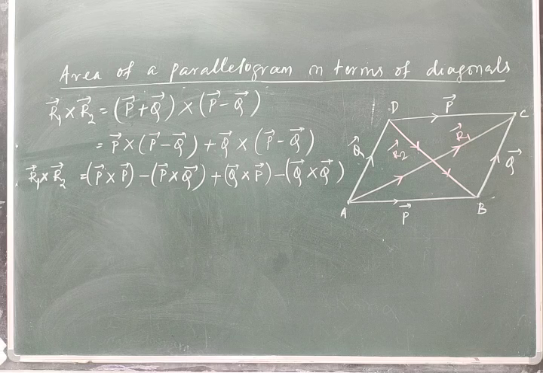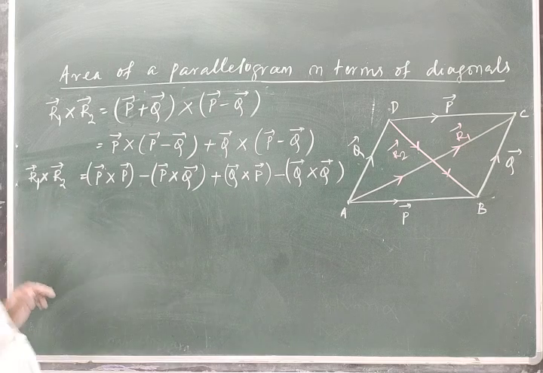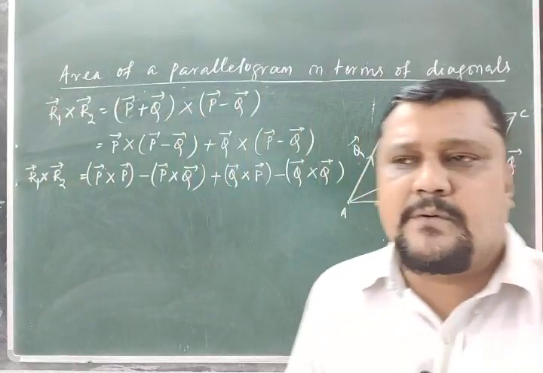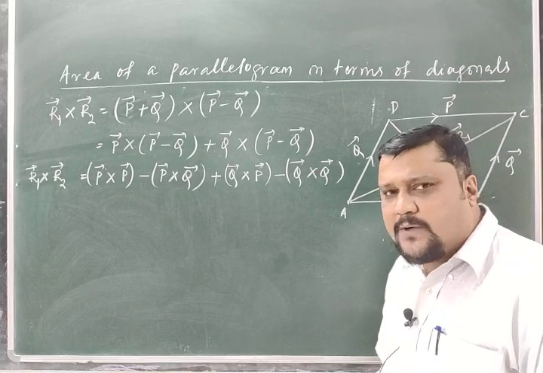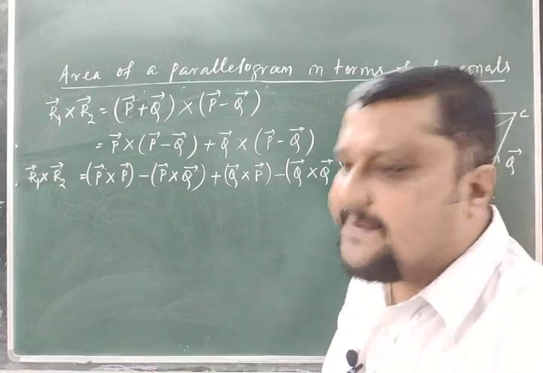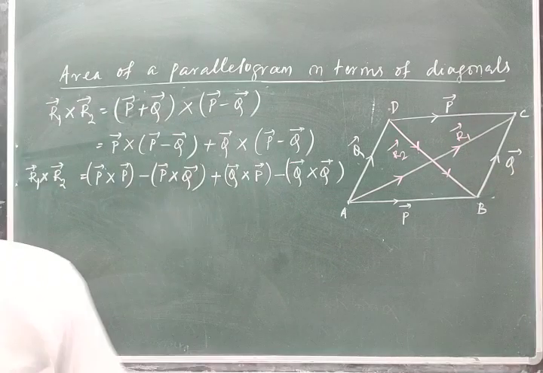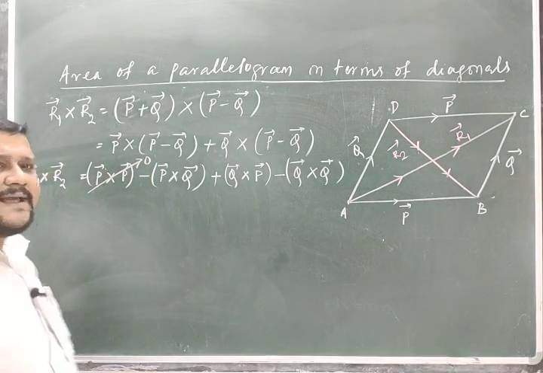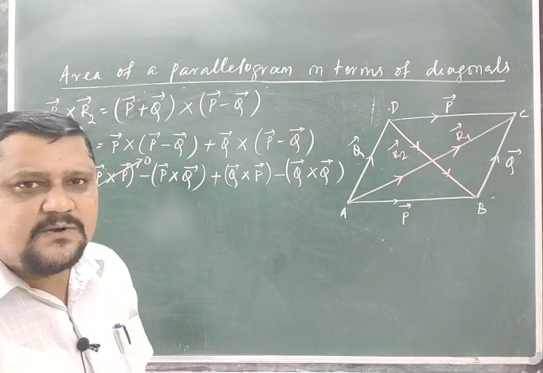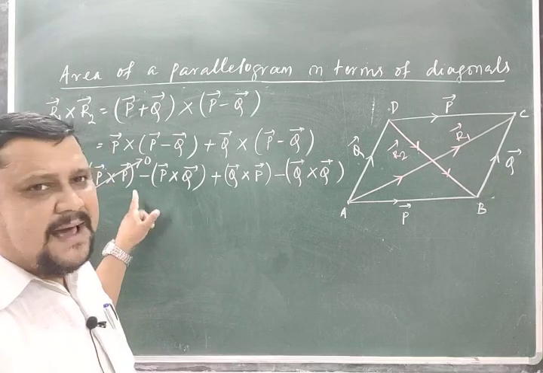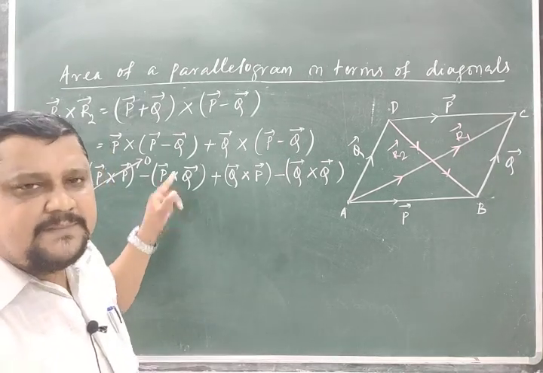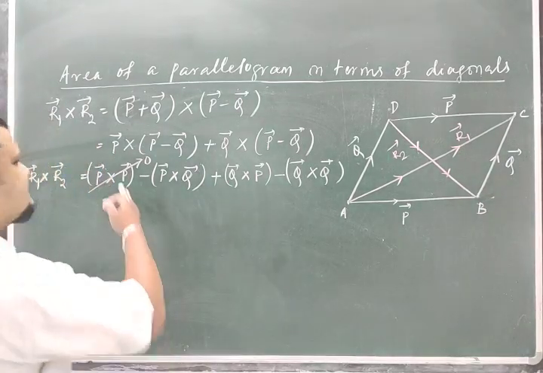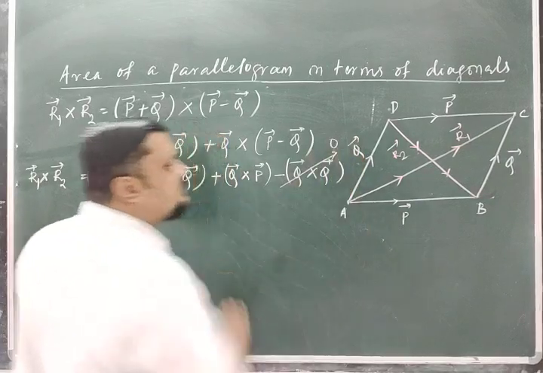Now in this expression, you go for the cross product of two equal vectors. What is the cross product of two equal vectors? The cross product of two equal vectors is a null vector, which you can represent as 0. Here, P cross P involves equal vectors, because the angle between P and P is 0. P cross P is the magnitude of P multiplied by the magnitude of P into sine of the angle between them, that is sine 0, which is 0. So this gives you 0. Then Q cross Q also gives you 0.